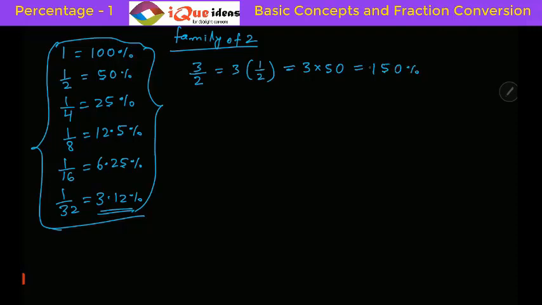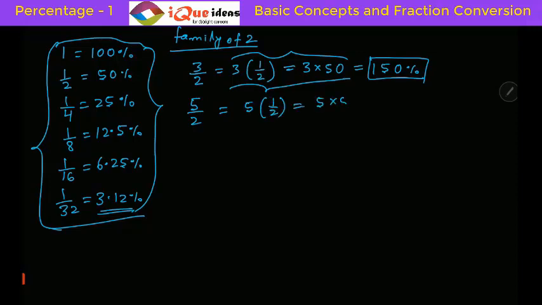This we can do directly. So we don't need to write all these things. This is just to show I am writing here. This is what you have to do mentally. Let's say 5 by 2. So we know it is 5 by 2 is 5 into 1 by 2. 1 by 2 is 50%, so it is 5 into 50, which is 250%.